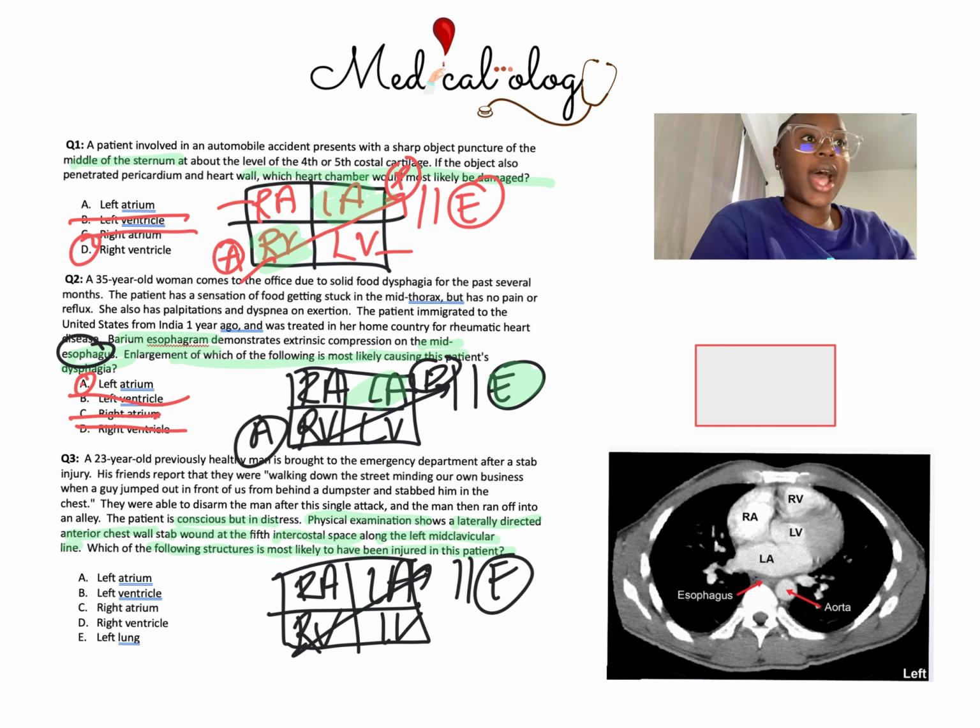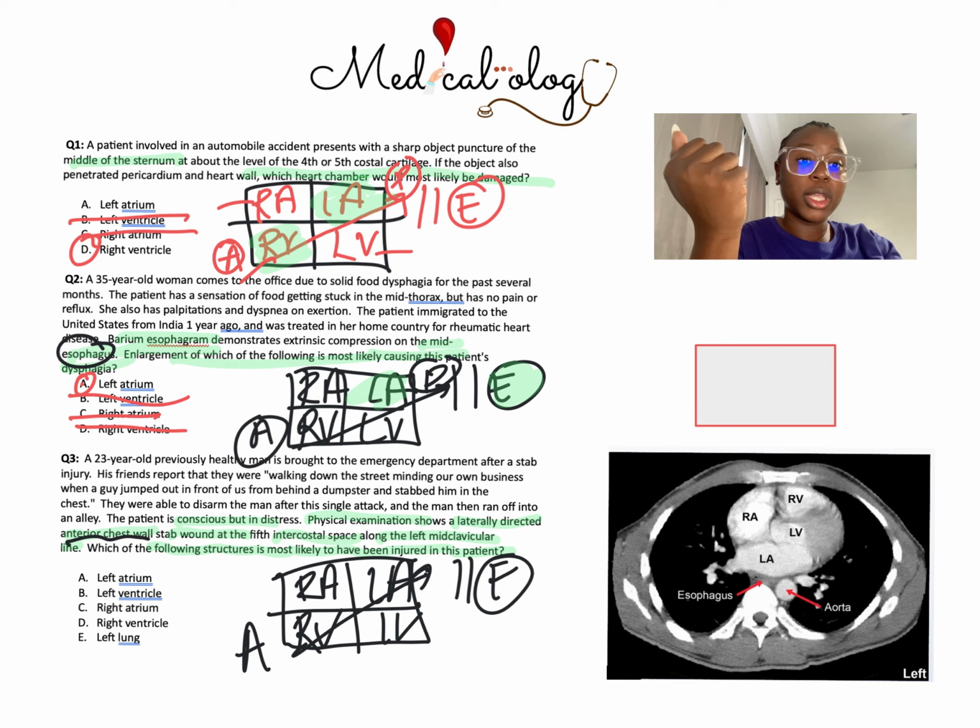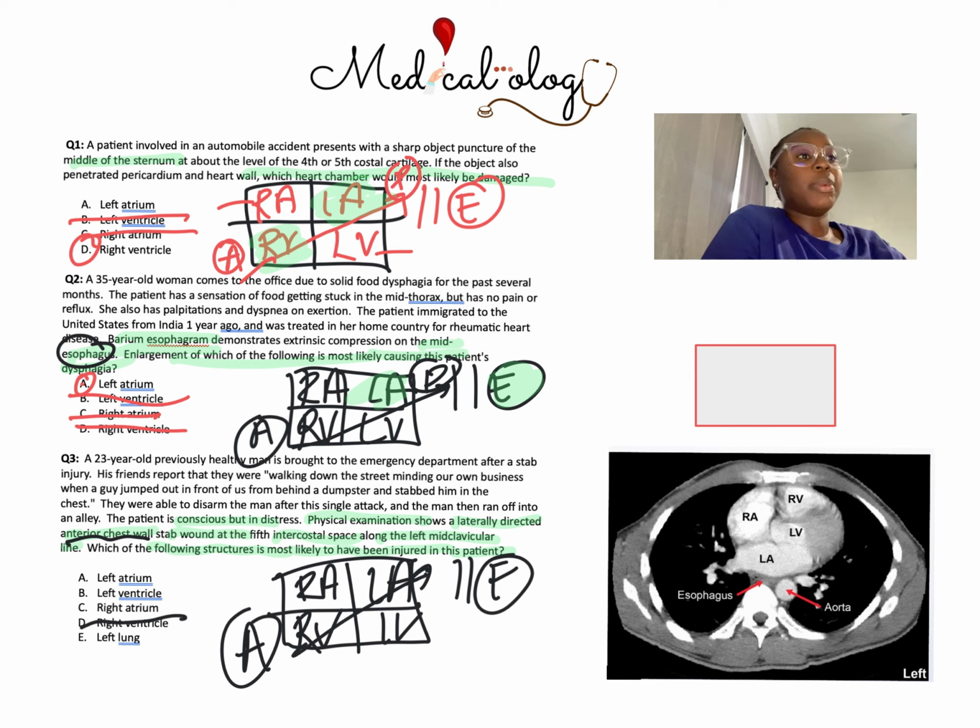So in this question, they're asking us which structure is most likely to have been injured in this patient. So our knee-jerk reaction, because we see anterior chest wall, right? If we see anterior chest wall, we know that, okay, Med Squad taught me to do the box, and what is most anterior, which would be the right ventricle, right? So our knee-jerk reaction would think that the answer is right ventricle, but that is wrong. And let me tell you why it's wrong.